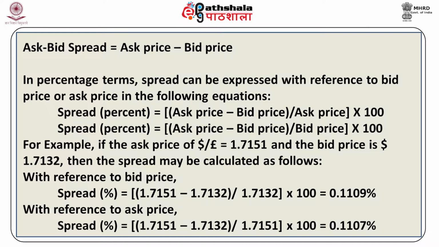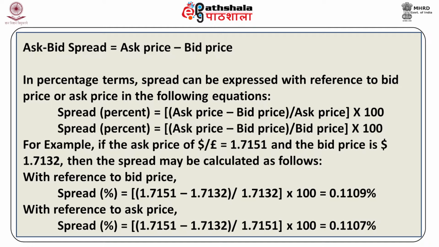So, the formula is ask bid spread is equal to ask price minus bid price. In percentage terms, spread can be expressed with reference to bid price or ask price in the following equation. Spread percentage is equal to ask price minus bid price divided by ask price into 100, and spread percentage is equal to ask price minus bid price divided by bid price into 100.